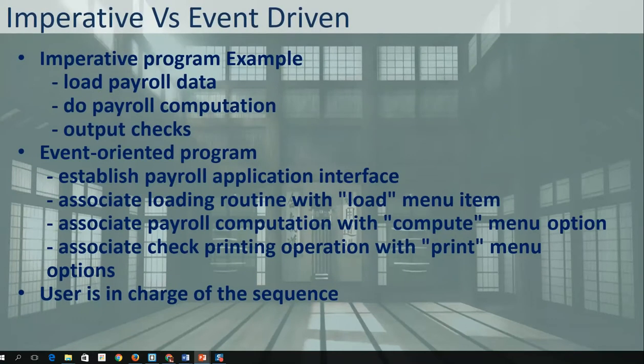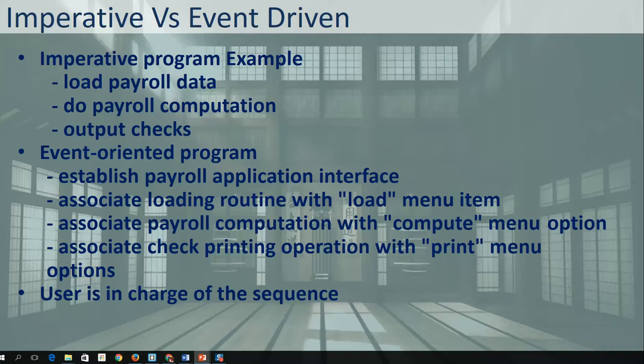As an example, an imperative program might load the payroll data from a database, do some payroll computations, and output checks for your salary. In event-oriented programming, we may dynamically generate the payroll application interface. We want to associate some loading routine with some menu item. So the key word here is associate.